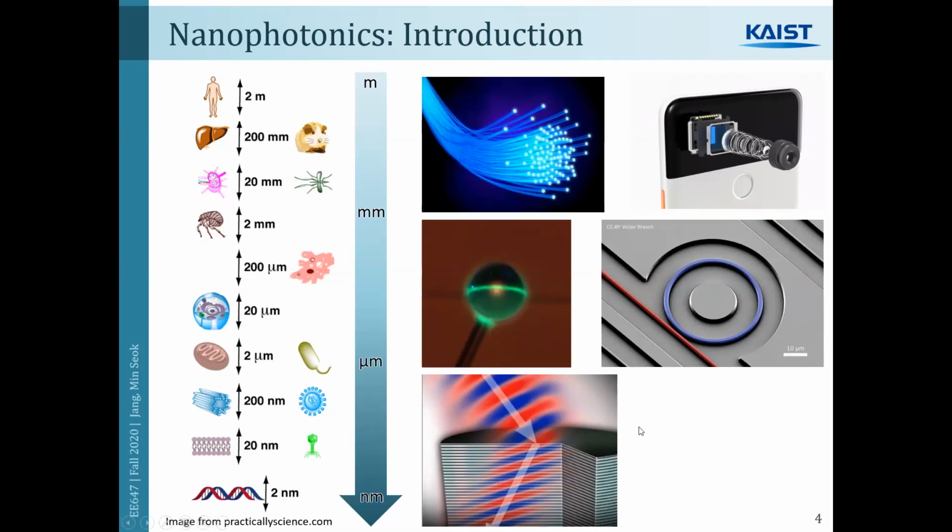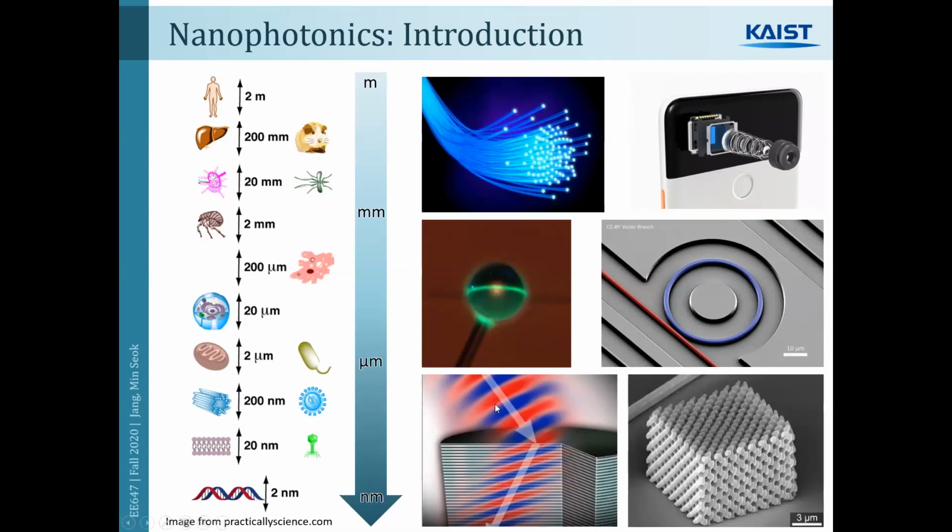And then what we are interested in here is around micrometer or submicron scale, where the size of these features becomes similar to or even smaller than the wavelength of light. If the size of the feature becomes smaller than the wavelength of light, everything changes. So you will see what I mean by taking this course.